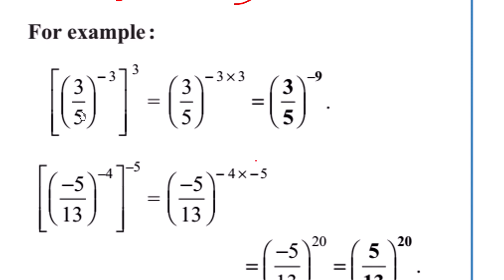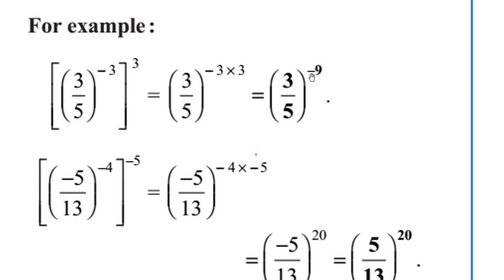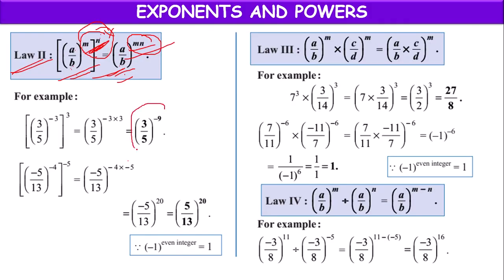For the same base, we are having two powers. So what can we do? We can do the product of the two powers. (3/5) whole to the power of minus 3 into 3, which is equal to minus 9, so (3/5)^-9. If you want to write in terms of positive power, we can write the reciprocal of 3 by 5, which is equal to (5/3) whole power plus 9. Like that also we can write.